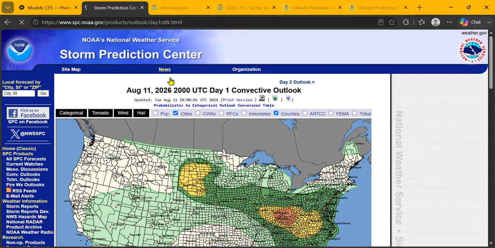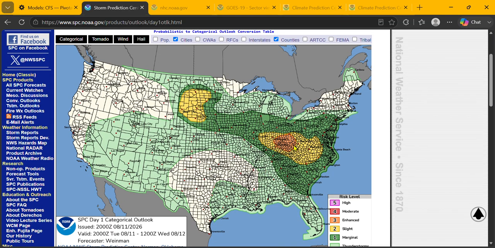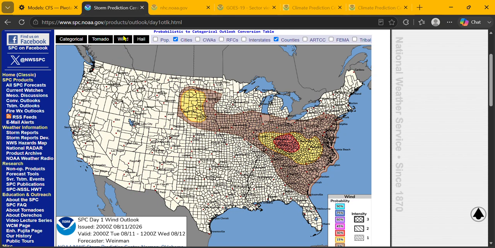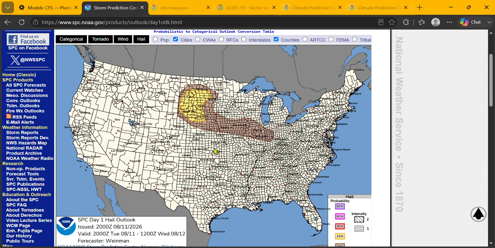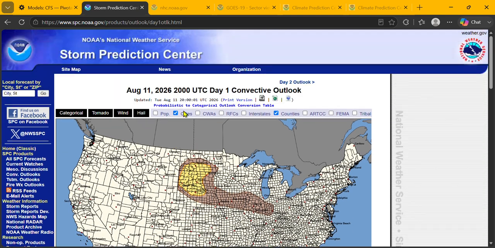So let's move on to the Storm Prediction Center. We have today an enhanced risk across portions of the Ohio Valley. 2% tornado threat, 30% wind threat. I believe that is hatched too. We have a 10% hail, 15% hail threat over the plains. It is level 1 hatched.